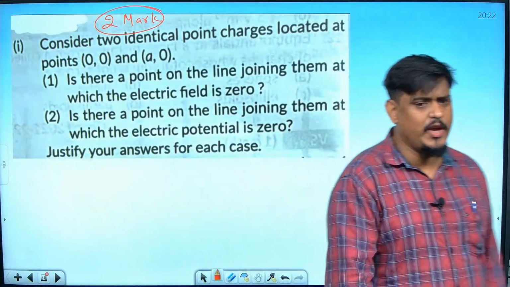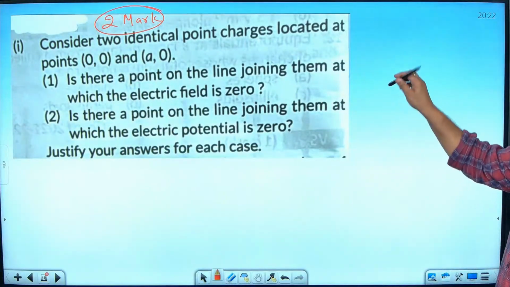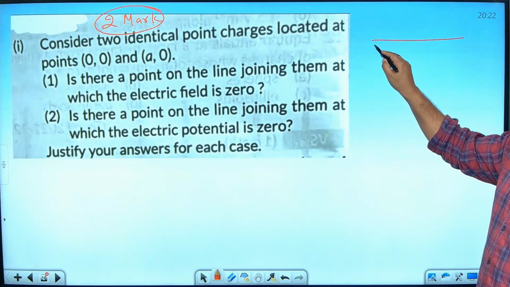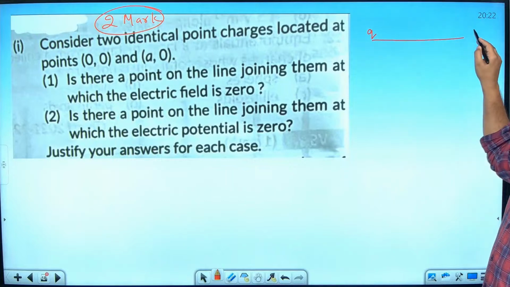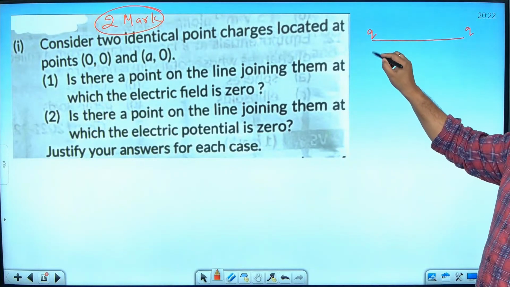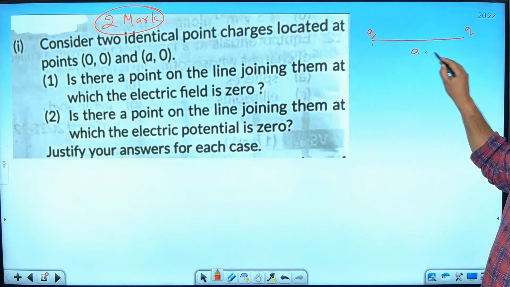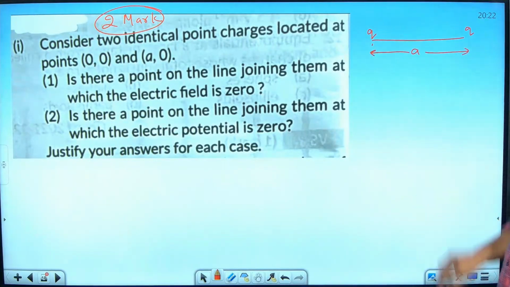0, 0 and A, 0 means x-axis, isn't it? So distance between the two identical charges is, one is here, identical means one is Q, another is also Q. I am just writing A between them, so I am writing like this, isn't it? Will there be any point in between the line where the electric field can be 0? Can it be? Yes or no? What do you say? Where?